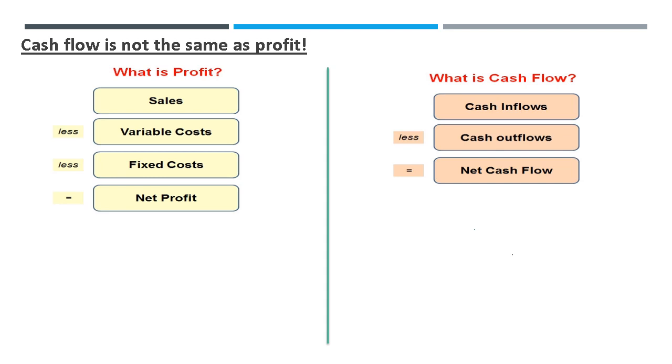So the income statement shows the profitability, whereas the cash flow statement will show the difference between the cash inflows and the cash outflows. If you deduct cash outflows from cash inflows, you get the net cash flow. So these cash flow statements give us a clear picture of the liquidity. The income statement shows the profitability and the cash flow statement shows the liquidity position of a company.